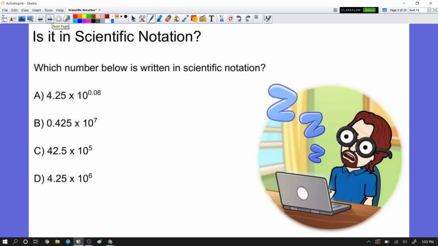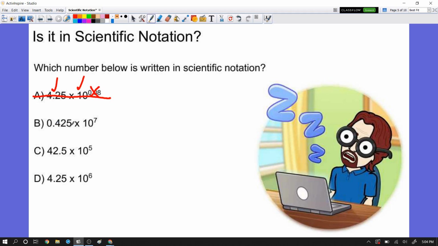So is it in scientific notation? The reason I want to do this is because I want to show you examples and non-examples of something written in scientific notation and things not written in scientific notation. So for example, 4.25, is that in between 1 and 10? Check. Is it being multiplied by 10? Check. Is the exponent an integer? Wrong, it's not. Okay, not written in scientific notation.